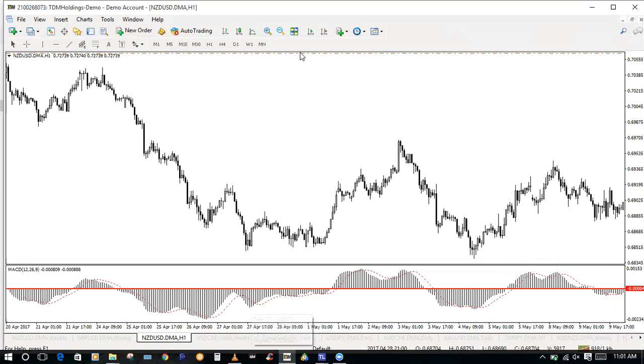That's how you simply trade MACD divergence or convergence, but you always trade in the direction of the indicator, no matter what indicator you're using.